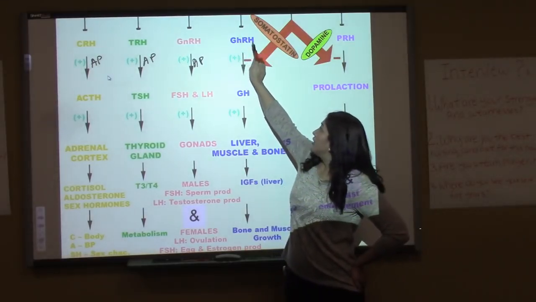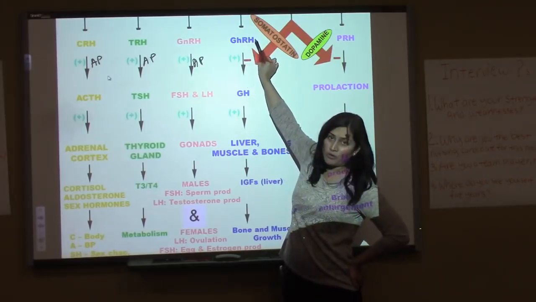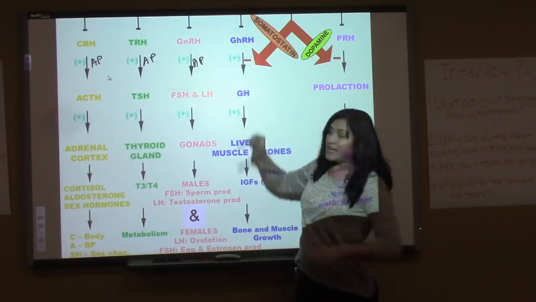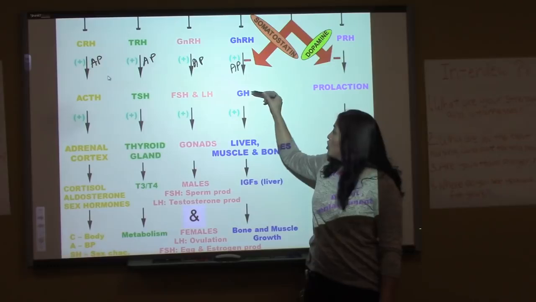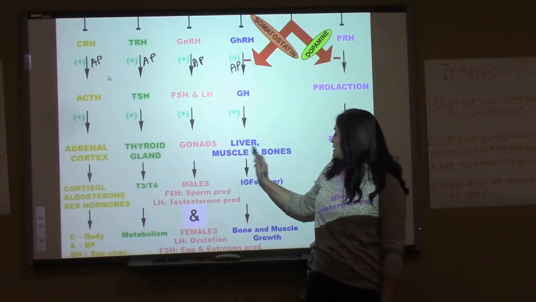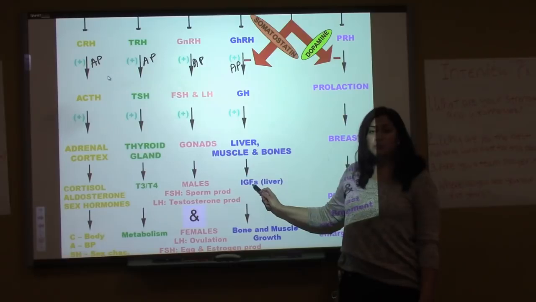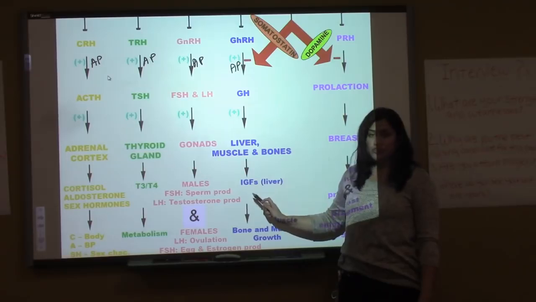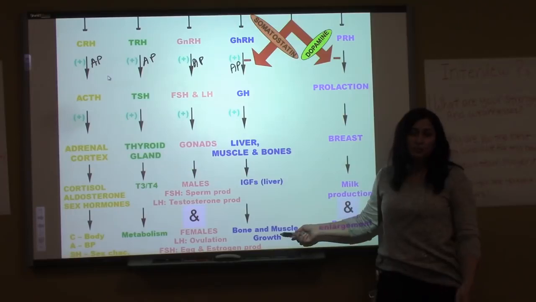This is GHRH. So the hypothalamus releases GHRH, which is growth hormone releasing hormone, which will stimulate the anterior pituitary to release growth hormone. Growth hormone will now stimulate 3 sites: liver, muscle, and bone. In the liver, growth hormone causes the liver to produce another hormone called IGFs, insulin-like growth factors. What is the function of growth hormone in muscle and bone? It causes muscle and bone growth.